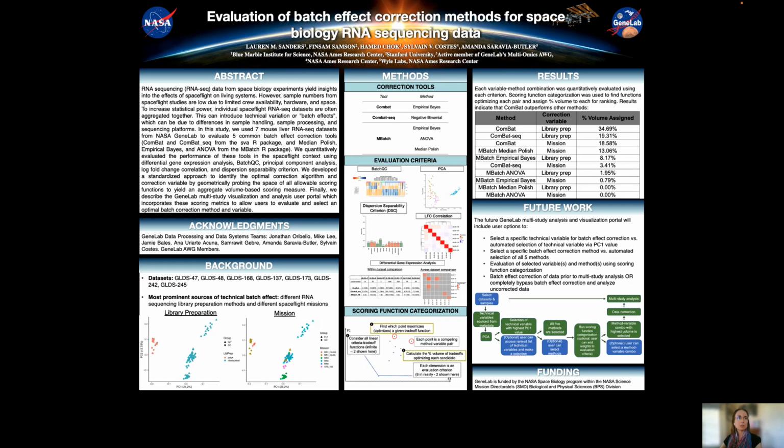Otherwise, users can evaluate batch effects using PCA, and manually select the variable or variables for correction, or the variable with the highest principal component 1 value will be automatically selected. The user can select correction methods, or the default is to try all 5. Scoring function categorization is then run, and the method variable pair with the highest volume is selected automatically, unless the user makes a manual selection. The data will then be corrected and fed into multi-study analysis.